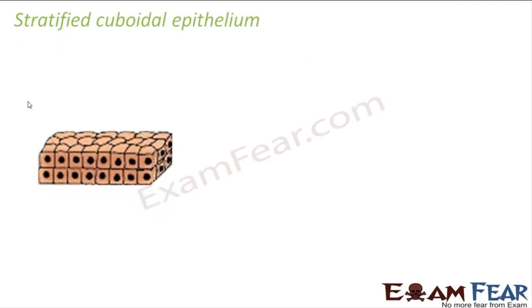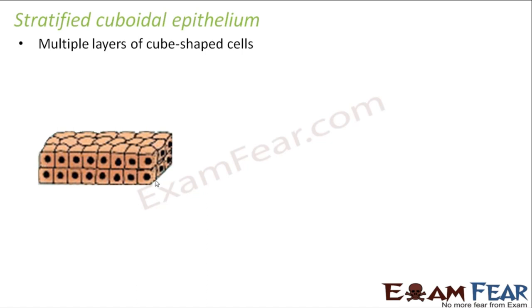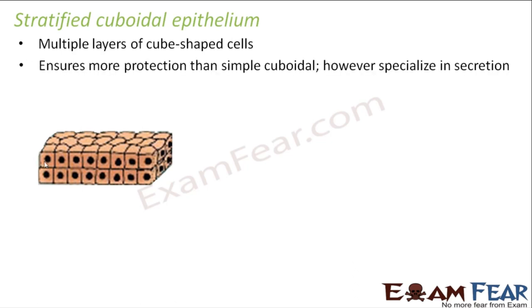Now let us talk about the stratified cuboidal epithelium. In a similar way, it is multiple layers of cube-shaped cells. Here you see the same simple cuboidal epithelium is now arranged in multiple stacks. So this also ensures more protection than simple cuboidal, however, it is specialized in secretion. There also the simple cuboidal epithelium was specialized for secretion. It was present in the secretory glands. So here also it specializes in secretion but ensures a little more protection. We find it in sweat glands. So this kind of epithelium is found in sweat glands.